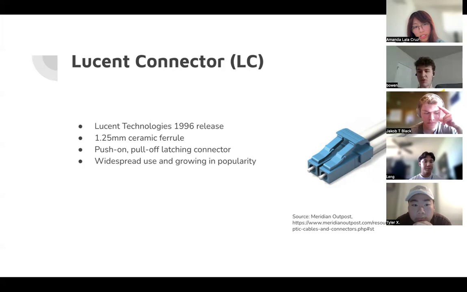And that one image you see over there, that's a duplex LC connector, but you can get them in single connectors as well. But yeah, they're really popular, used all over the place for all different kinds of things.